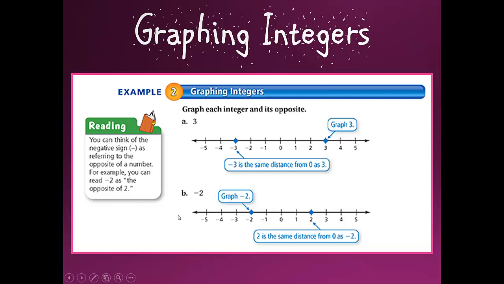For B, we're going to graph -2. So on our number line, we will put a dot at -2. And -2 is 2 numbers to the left of 0. So its opposite would then be 2 numbers to the right of 0. So 1, 2, and that would be the opposite. So 2 would be the opposite of -2.